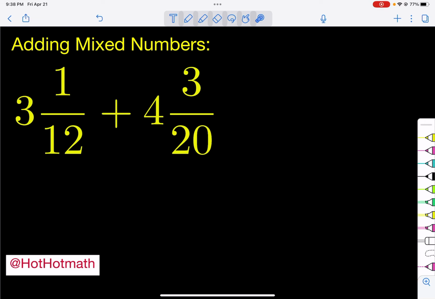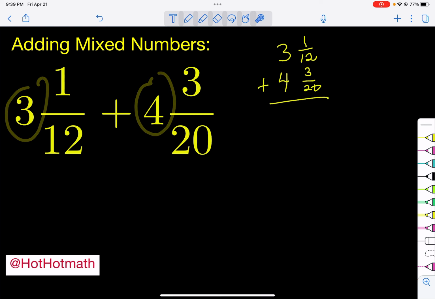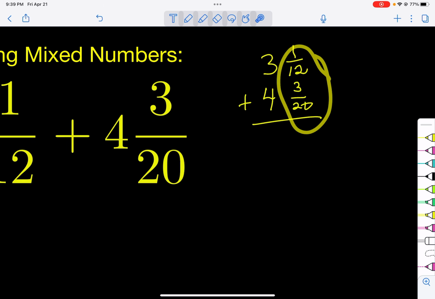In this video, we're going to add some mixed numbers where the fractional portion does not have common denominators. So, the first thing you want to do, when you see two mixed numbers that want to be added together, is line up the whole parts with the whole parts and the fractional parts with the fractional parts. So you'll see over here on the side, I have my whole numbers lined up, the 3 and the 4, and then I have my fractional pieces lined up.